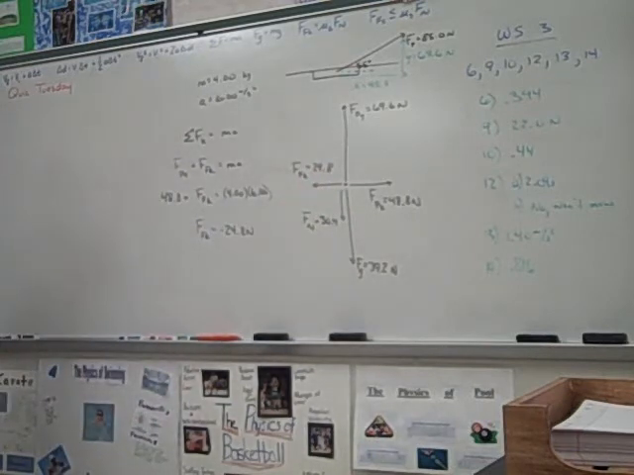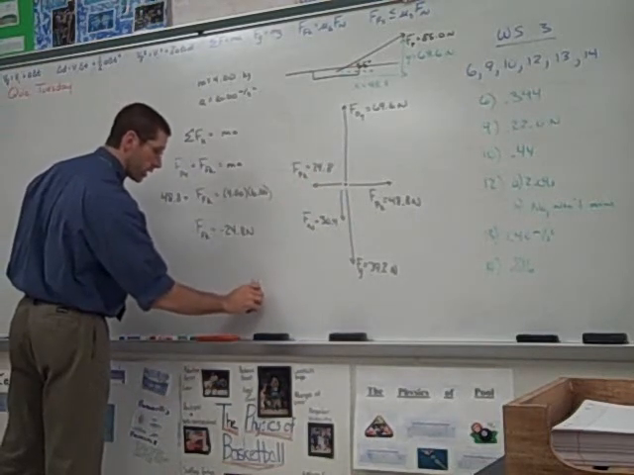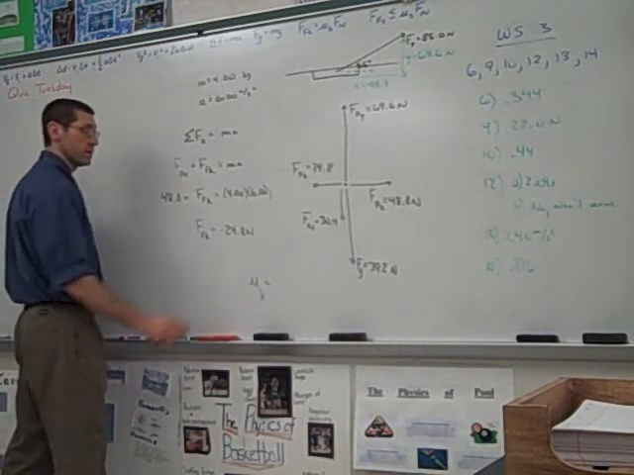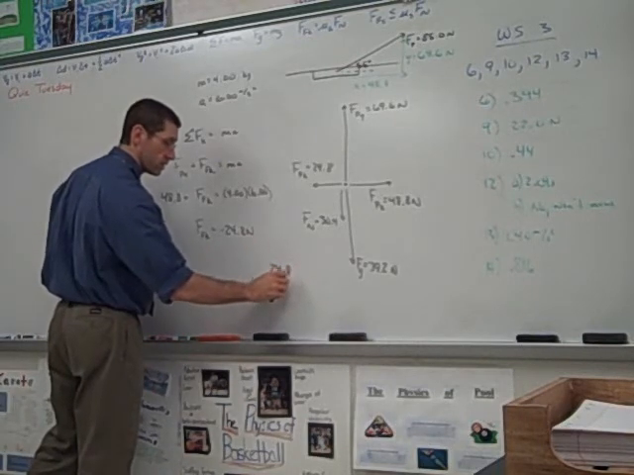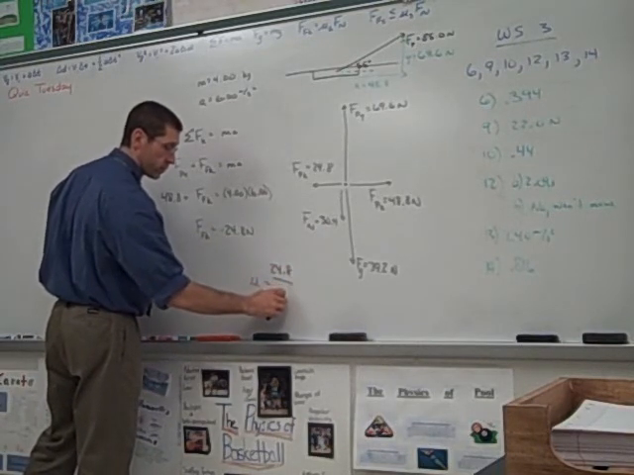And now you can solve for your coefficient. So you do mu k is 24.8 over your normal force, 30.4.